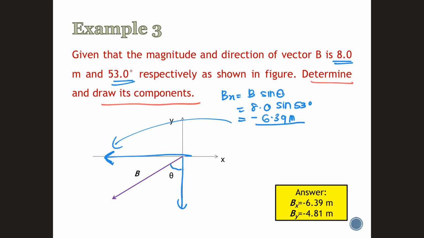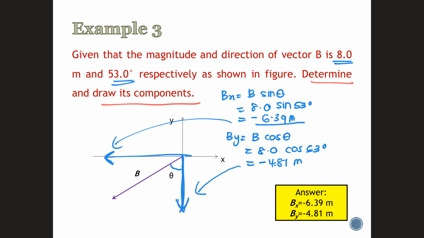And then you do the same thing for the By, which is B cos theta, which is 8.0 cos 53 degree. So 8 cos 53 degree, you're going to get 4.81 meter, and then you need to put negative here. Why? Because it's moving downward, which is to the negative y direction. That's how you do it.